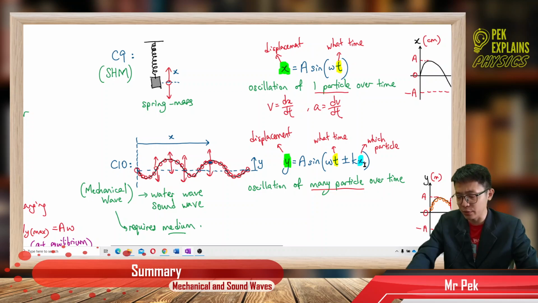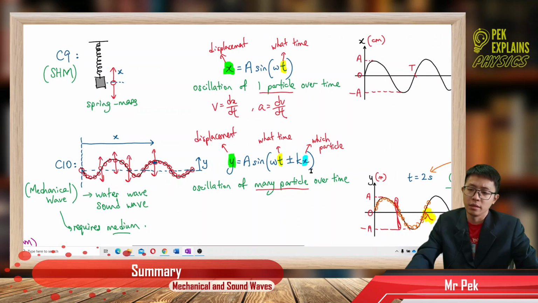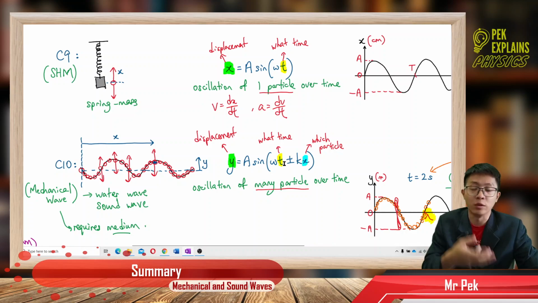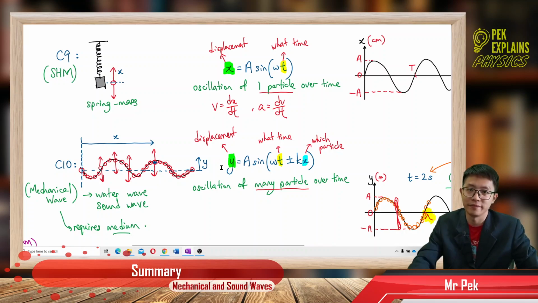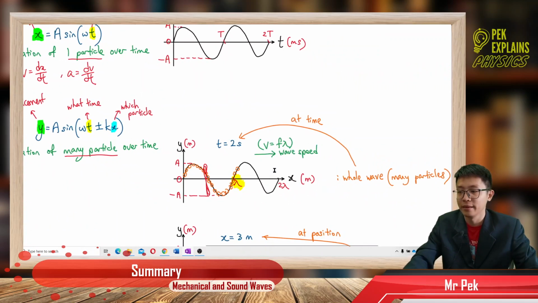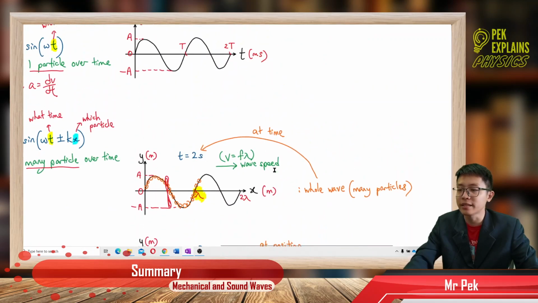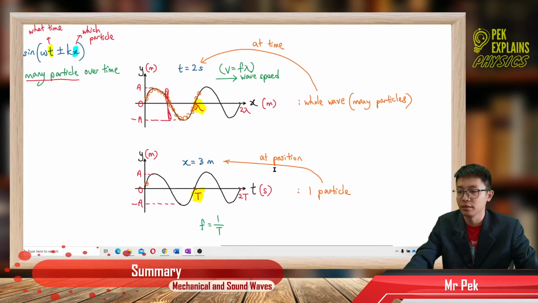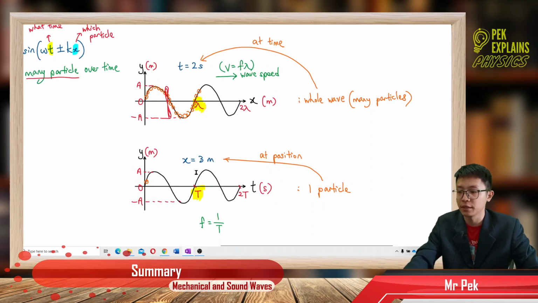So what does it mean by this equation? This equation means which particle, at what time, has what displacement. Okay, this equation means the displacement of a certain particle at a certain time. So this time we use two graphs. In this chapter, we're going to learn two graphs. The first one, of course, is the displacement time graph. The second one is the displacement distance graph.